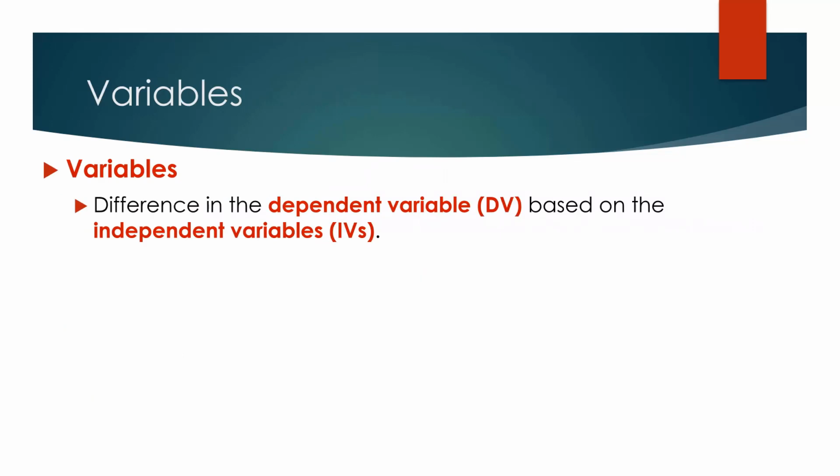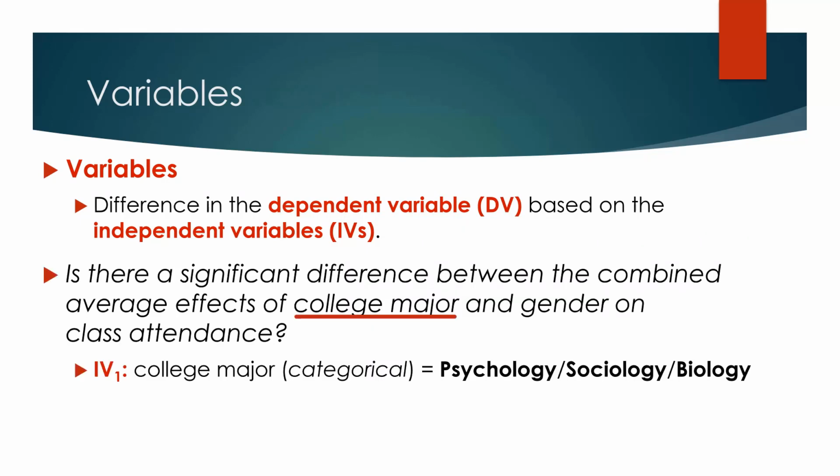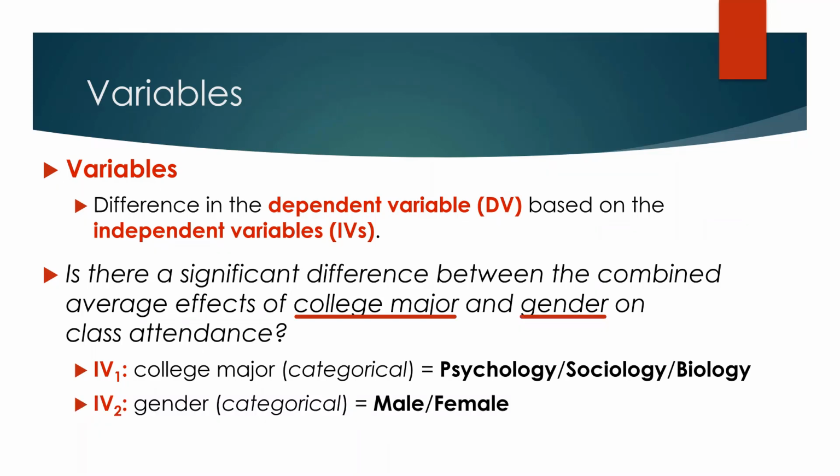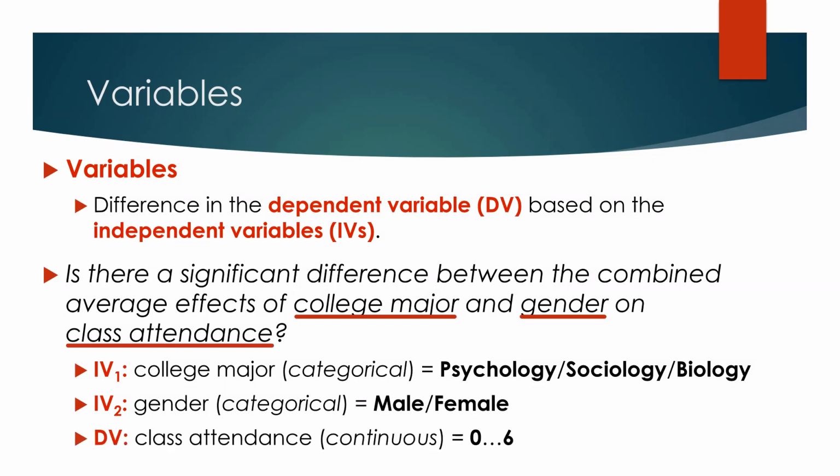Now, how are our variables set up? Well, not much different than how you've seen them before. You've just got another independent variable to account for. So we have independent variable 1, which is college major. It's the first one mentioned. The first variable could be gender, but the first one that's mentioned in the research question is by default independent variable 1. It's categorical, and we have our three categories here of psych, soc, and biology majors. The second independent variable is gender. It's categorical because we have male and female. And then our dependent variable is class attendance. It is continuous, and it falls on a scale of 0 to 6.